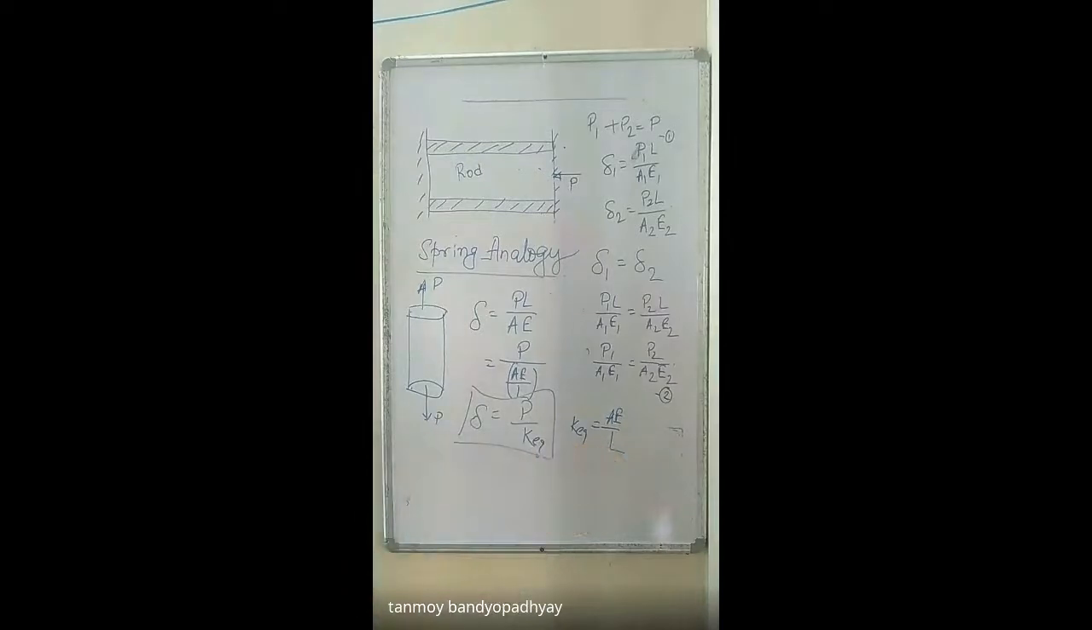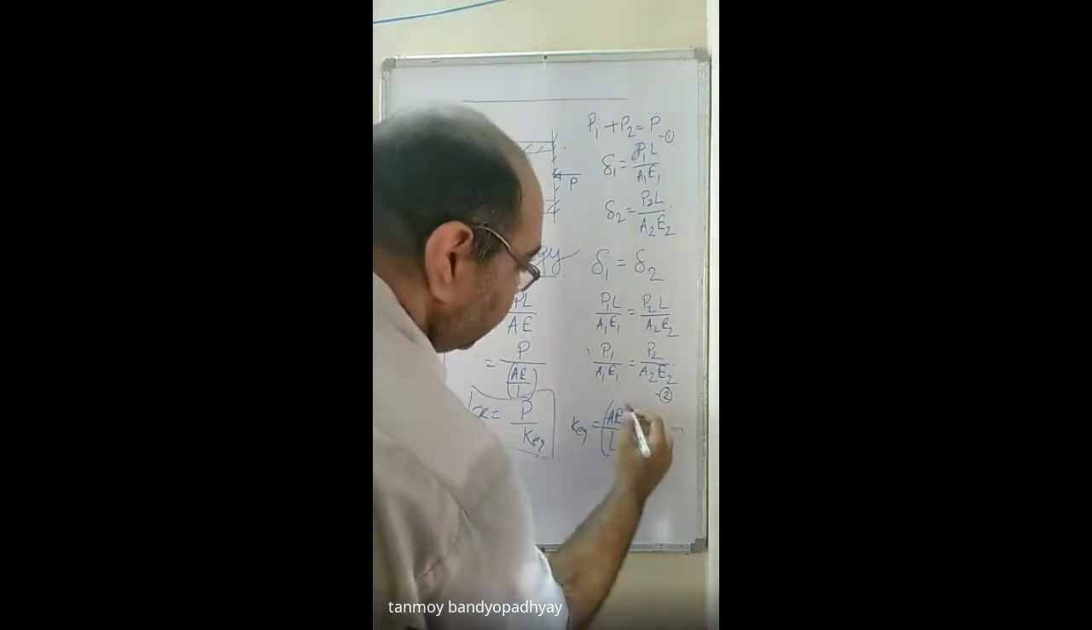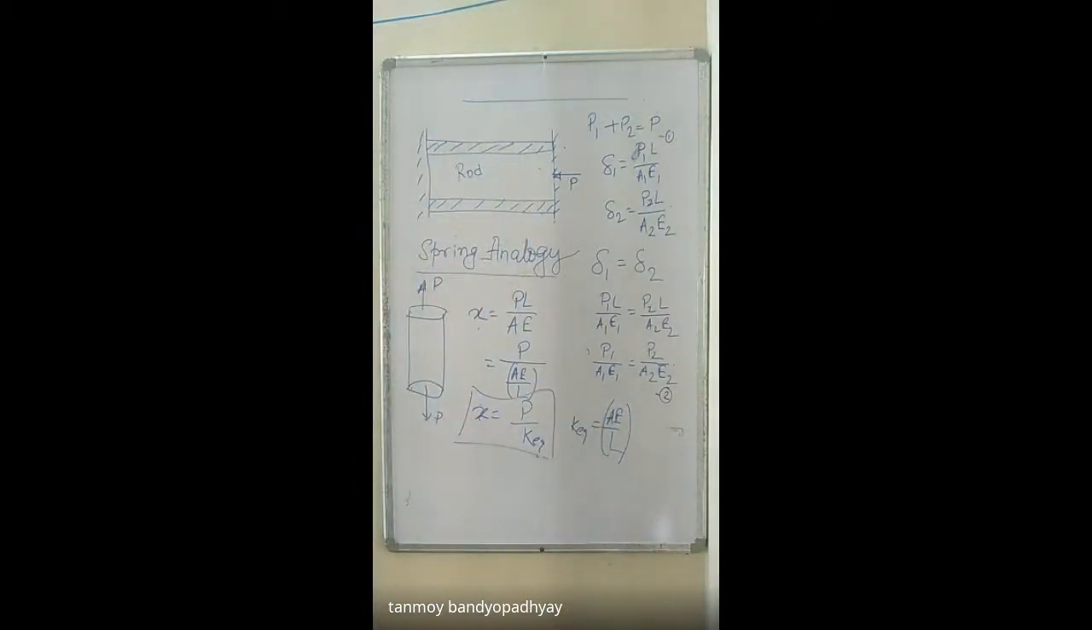So P by K, where do we see it? In a spring actually. In a spring the force is equal to K into delta, or Kx. If I call this x, it may be easier for you to understand. So Kx is the load. So everything in this world, the things that we are dealing with, they are sort of a spring, and their stiffness is given by AE by L. So this AE by L forms the stiffness of the materials. Understood?